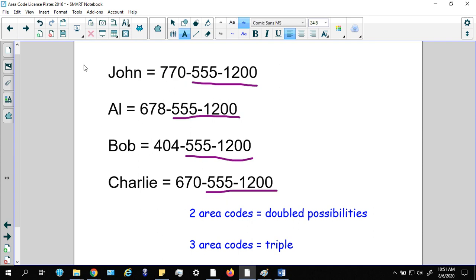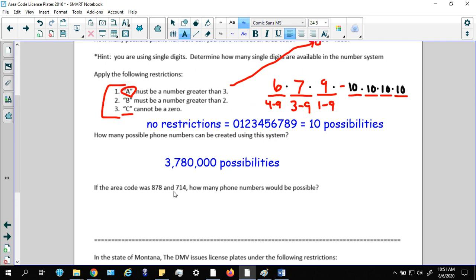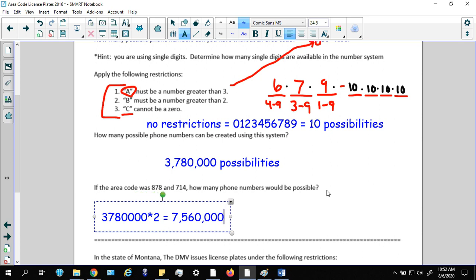So using that and continuing our question, if you have 2 area codes, in this situation, that means all the possibilities, which is 3,780,000, will get doubled. You have a grand total of 2 times that, so that ends up being 7,560,000 possibilities.